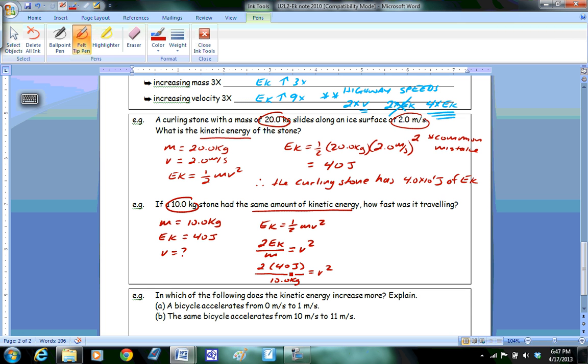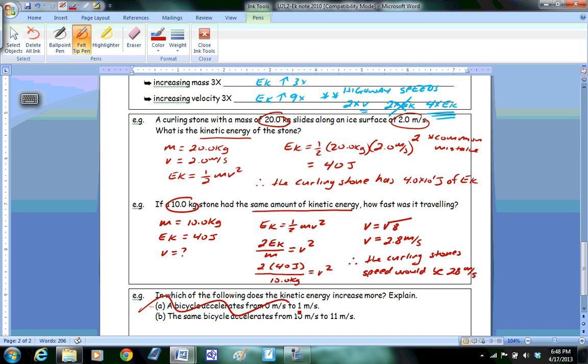So 2 times 40 is 80, don't think too hard, divided by 10, which is 8. So my speed is going to be the square root of 8, and that ends up being 2.8 meters per second. Therefore, the curling stone's speed would be 2.8 meters per second. So a little bit faster than we had before, because again, less mass, same energy, means we're going a little bit faster.